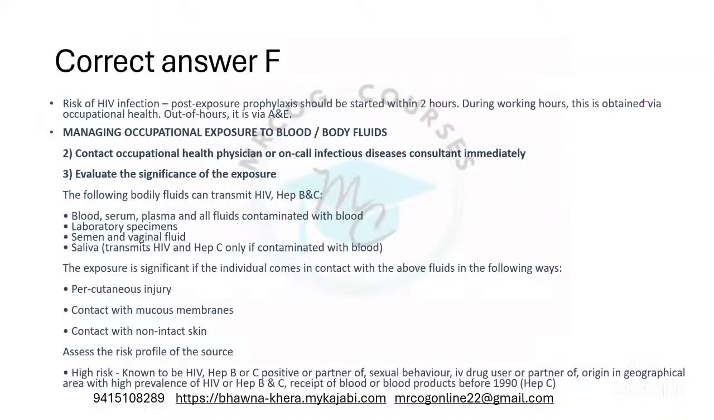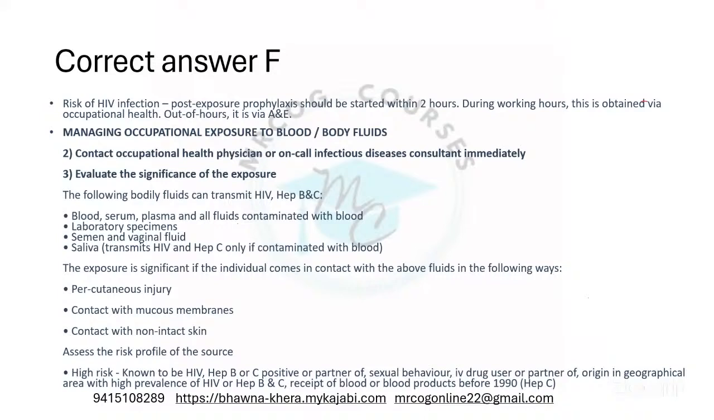Now, whenever there is a risk of HIV infection, post-exposure prophylaxis should be started within 2 hours. During working hours, this is obtained via occupational health, and out of hours, it is via the accident and emergency. So that's how it works. If it is in the daytime, office hours, you can go to occupational health. If it is out of office hours, then you go to the emergency.